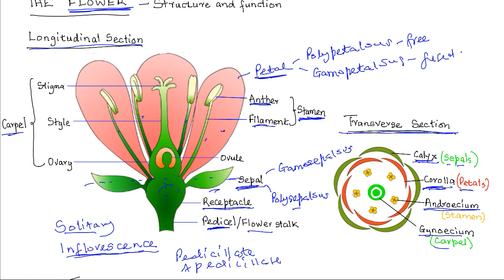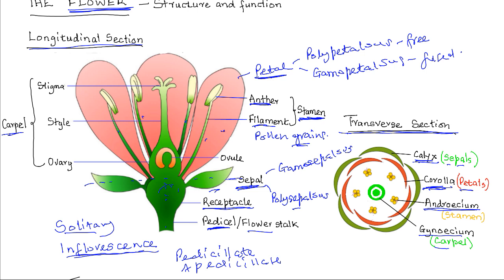The function of the stamens, that is the androecium, is the production of pollen grains. Now, pollen grains are structures that bear the male gametes of the flower.